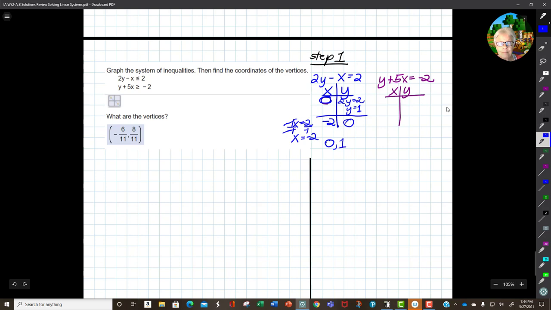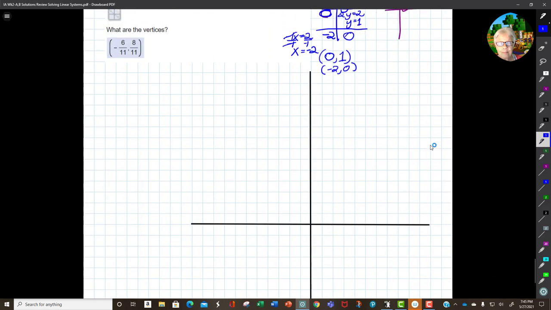Zero, one. Always put your parentheses, and negative 2, 0. Okay, so negative 2, 0 is right here. 0, 1 is right here. Great. Okay, now I'm going to choose 0, 0 as my test point simply because it is my favorite test point because it's so easy.